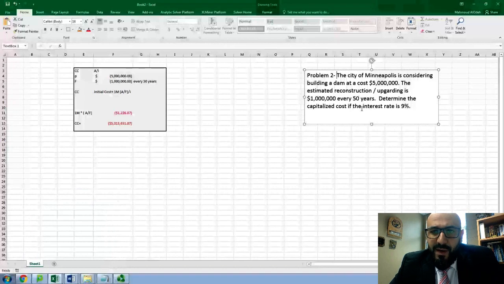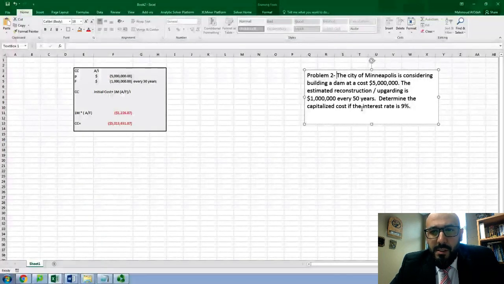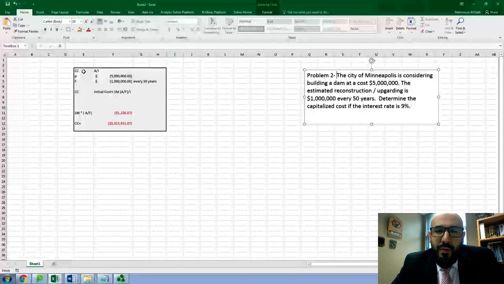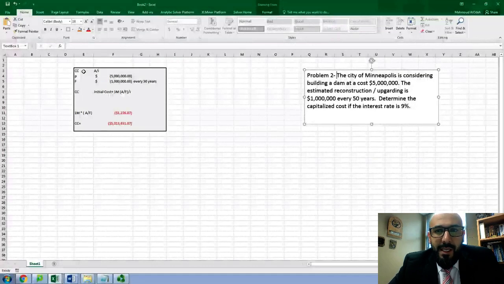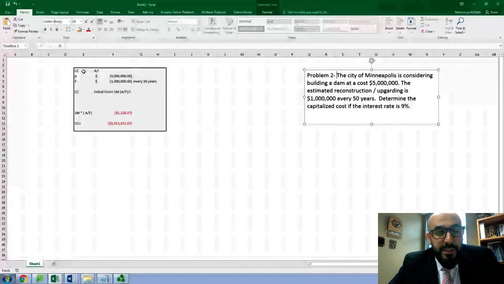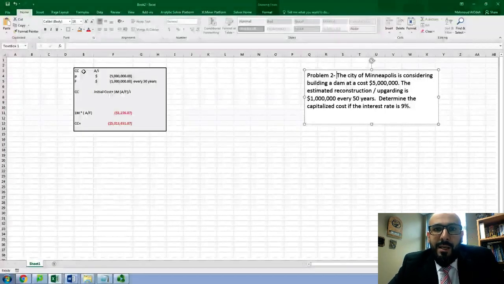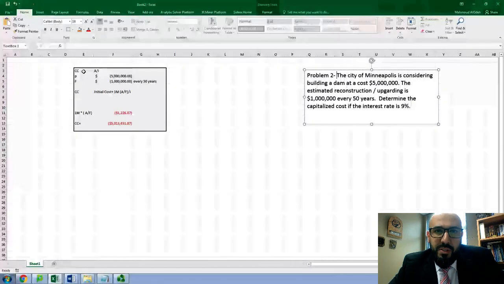So the question is $5 million upfront, that's the initial cost. Every 50 years we need $1 million to maintain this project. And what we need is the capitalized cost. The capitalized cost is the present worth for infinite projects. If we have a project that will last forever, we need to find the capitalized cost. We can't do the present worth.